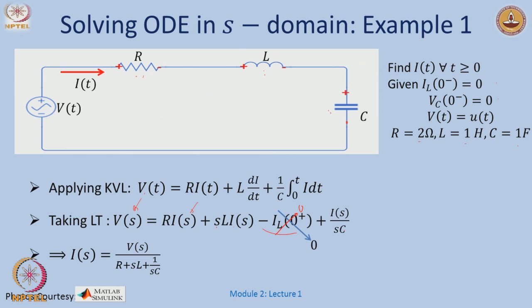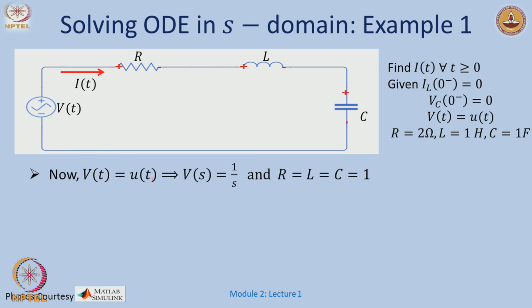So, I have R plus sL plus 1 over sC. I substitute values. u(t) is a unit step, v(t) is a unit step, therefore, V(s) is 1 over s, and for values of R, L and C, I think this should correspond to R equal to 2, right. R equal to 2 would be 1 over s and all these expressions, and I just write this to be I(s) is 1 over (s plus 1) squared.